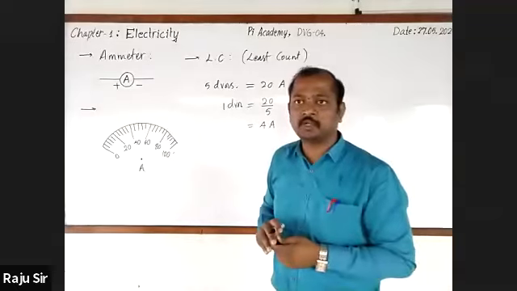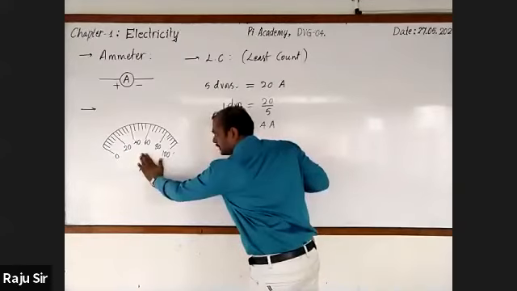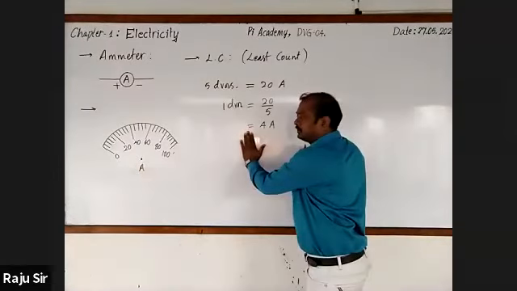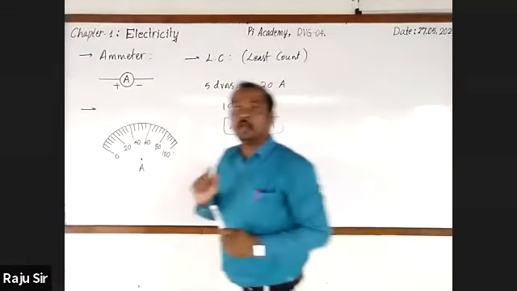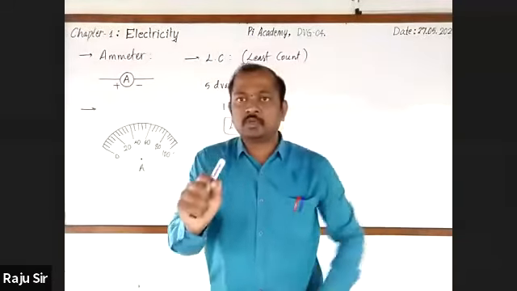Hope that you have understood. Yes, sir. So with respect to this scale, the least count is 4 amps. Now, let me show you the needle in the ammeter, and you have to tell the reading.